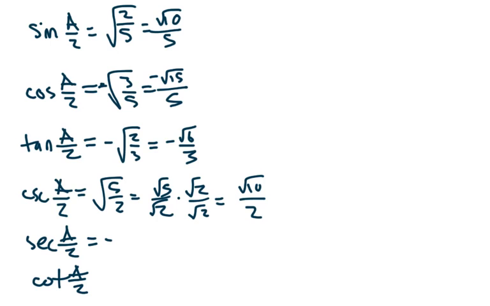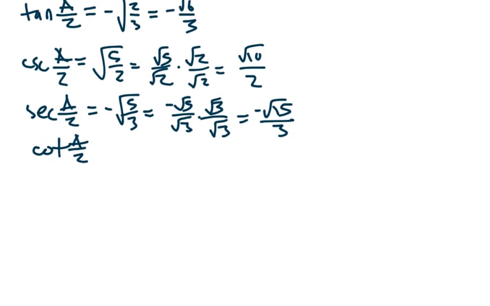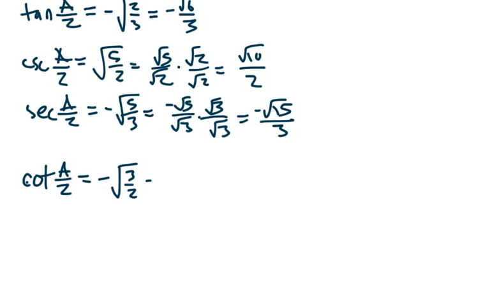Radical 3/5, when you take the reciprocal, becomes radical 5/3. And when you rationalize the denominator, radical 5 over radical 3 times the radical expression in the denominator becomes negative radical 15 over 3. And cotangent of a over 2 is the reciprocal of this guy. The reciprocal of radical 2/3 is radical 3/2. And when you rationalize the denominator, a process that hopefully is becoming familiar, we'll get radical 3 times 2, which is radical 6, over radical 2 times radical 2, which is 2.